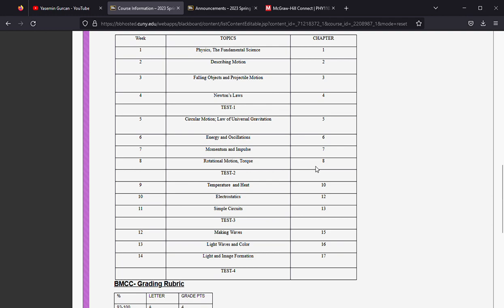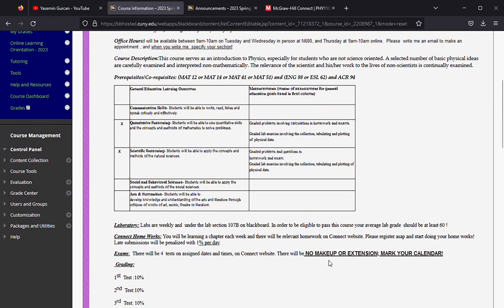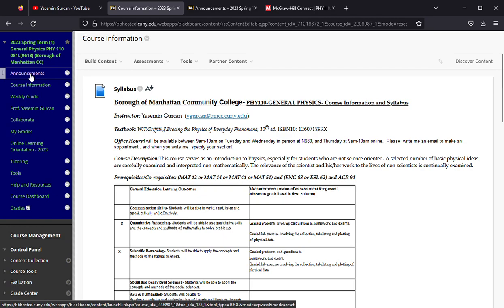I skipped chapter 9 and 14. That's why I named the weekly guide with units instead of chapters or weeks. So test 3 is going to be about chapters 10, 12, 13. Test 4 is going to be about chapters 15, 16, 17. The dates of the tests are announced in a pinned announcement on the lecture side.